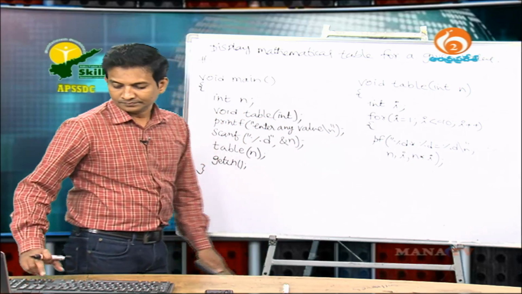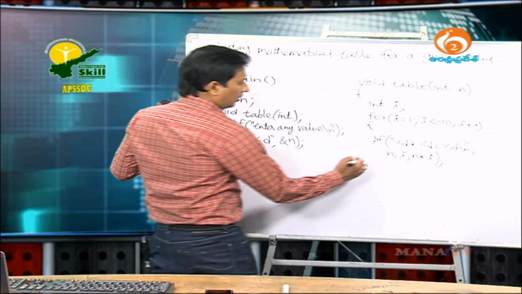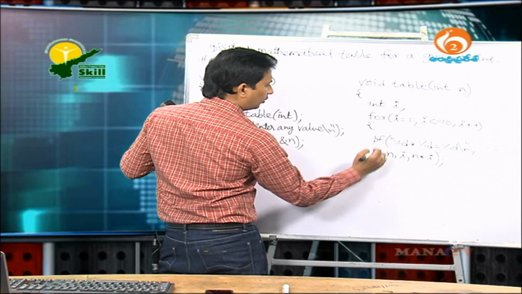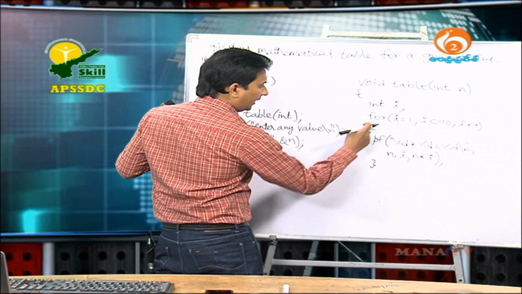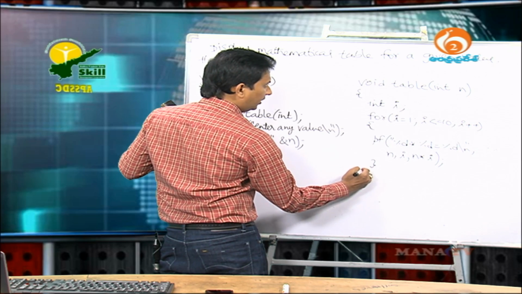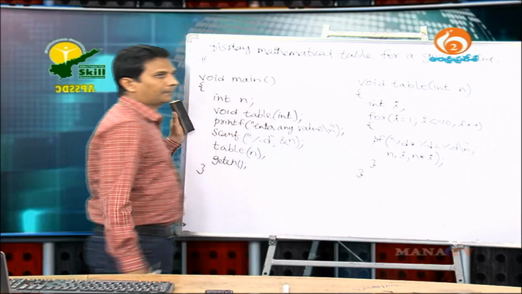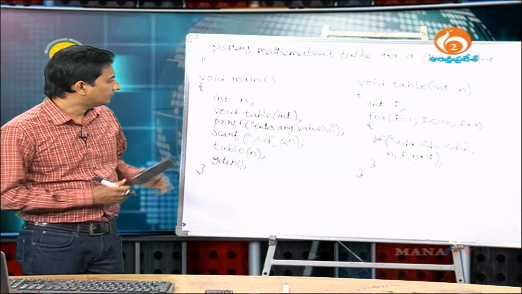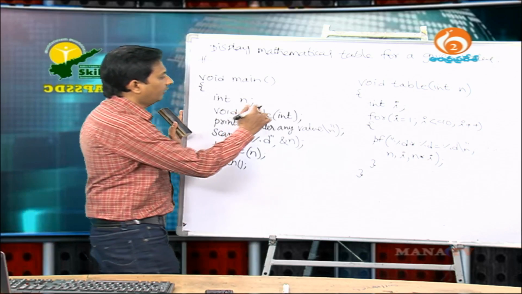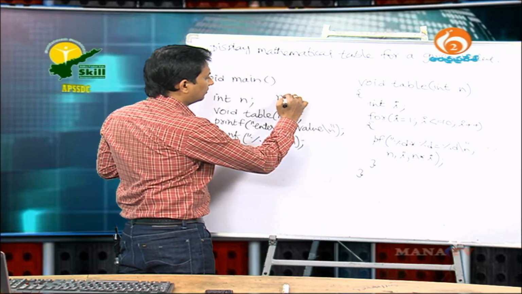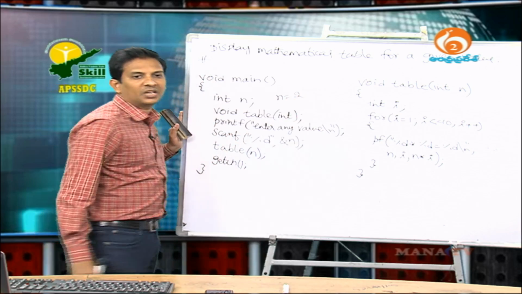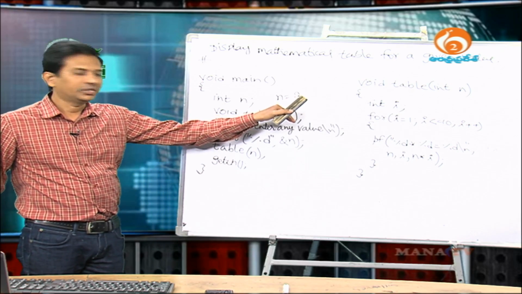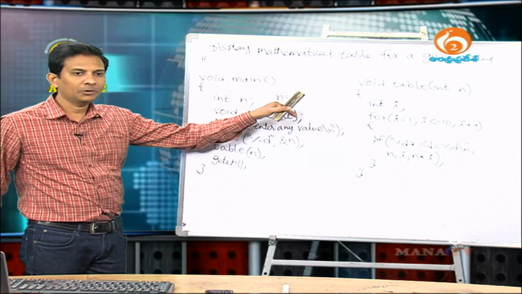Next, we are not returning any value here, closing the end of the for loop, end of the table function. First, for example, the n value we input is 2, 2 is stored into variable n.